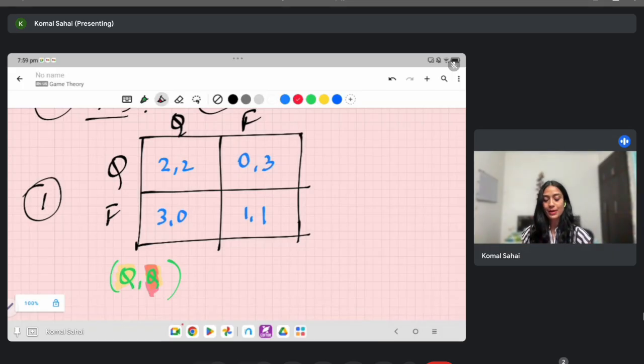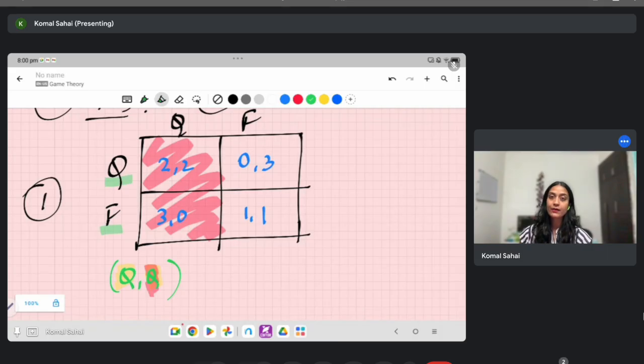So what options does player 1 have here? Suppose player 2 is choosing Q, okay? So we are in this zone. Player 2 is choosing Q, that means we are in this column, where player 2 is choosing Q. In this, player 1 has two options, right? One is to stay quiet and one is to Fink.